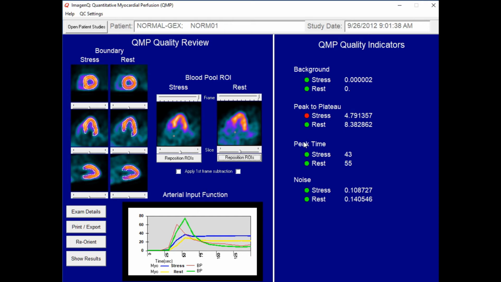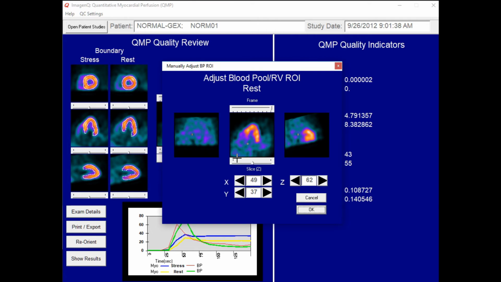To make the measurement of the blood pool ROI, the study is first brought up within the ImagenQ processing window. First, we click on the Reposition ROI button. This opens up a dialog displaying a short axis, horizontal long axis, and vertical long axis view of the myocardium. We can scroll through the dynamic frames using the top toolbar. In the top toolbar, we identify a good blood pool image.